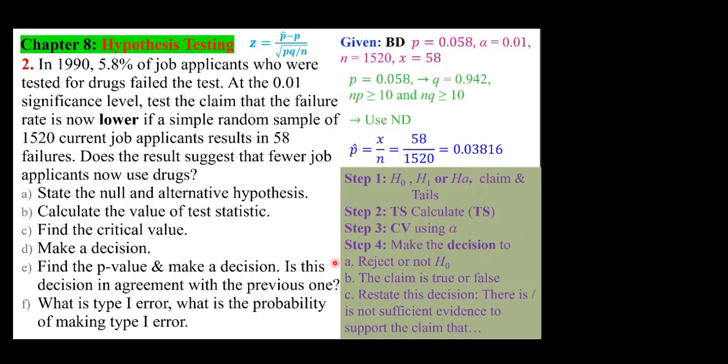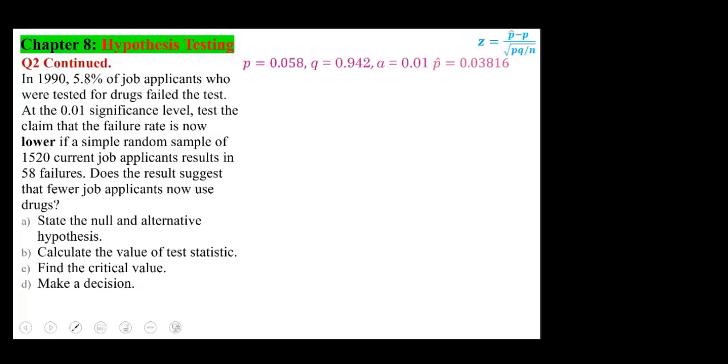All of them result in part A and part A only. You reject or fail to reject H0. Then you go back to the first step and you write parts B and C regarding the claim being true and restate the decision. That's really the idea behind the first few. And of course, we can do the p-value and the rest of it. Let's get that started. So in this case, we have the given p is 0.058, q was calculated at 0.942, alpha 0.01, p hat 0.03816.